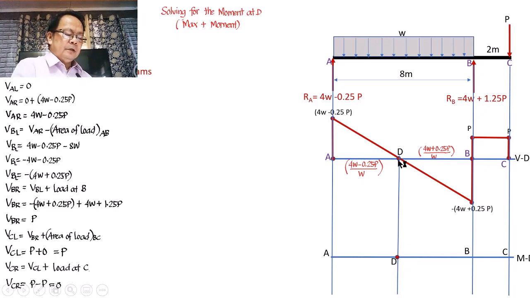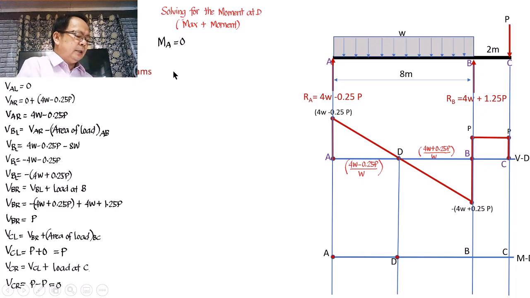At ang target natin ay makompute natin yung moment dito sa point D na ito. So how do we compute for that? We start with the left, ba? So the moment at A natin will be equal to 0. Ito yon. So how do we solve for the moment at D?